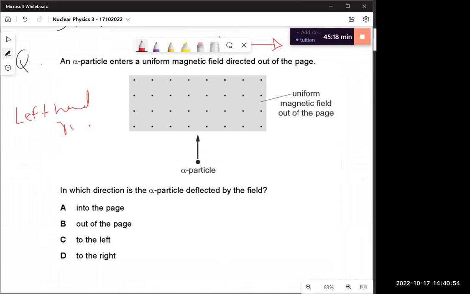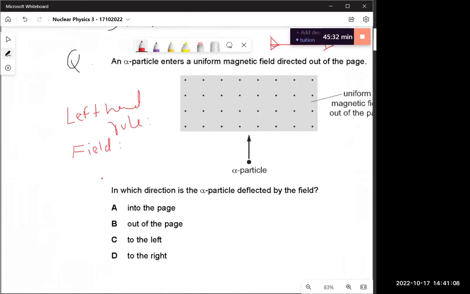Okay. Left hand rule. So we need three things for the left hand rule. We need the magnetic field. Are we still going to use the left hand rule? Yes, always the left hand rule in this, because there's no EMF being induced. There is a particle with charge. Now we have the field and current, and we need to find the motion.